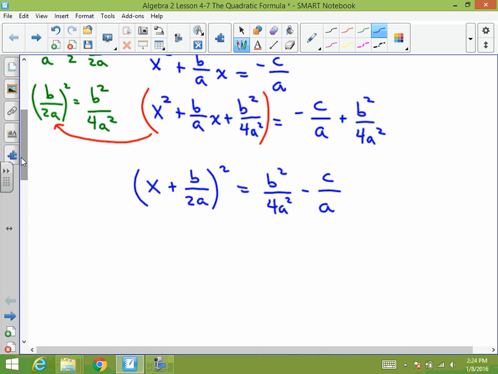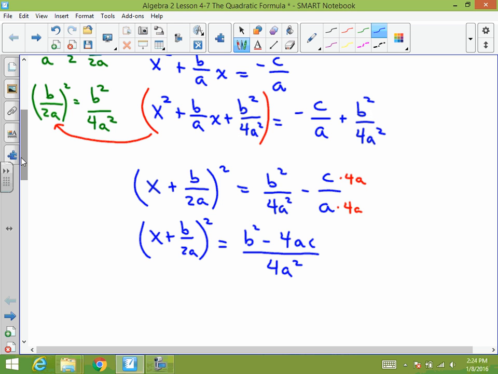Now I need to get a common denominator on my right-hand side before I can solve this. So x plus b over 2a quantity squared is going to equal, my common denominator is going to be 4a squared. So I multiply this by 4a and this by 4a to get 4a squared. So I have b squared minus 4ac all over 4a squared.